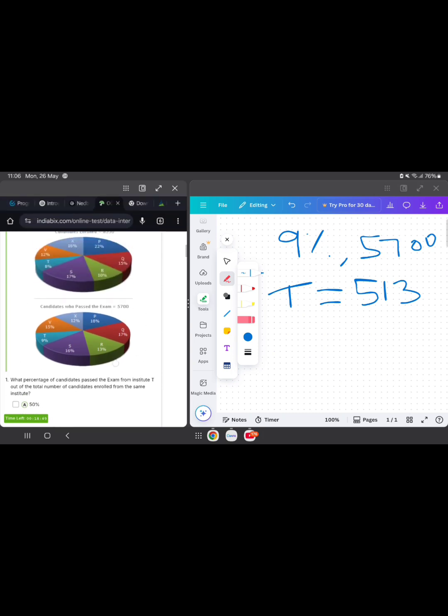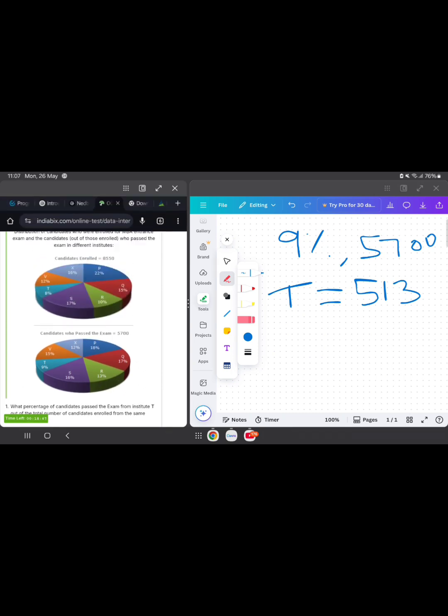That gives us 513. Then going to the total candidates who enrolled for the exam, it will be 8% of 8,550. So we will have 0.08 multiplied by 8,550, which gives us a total of 684 students.